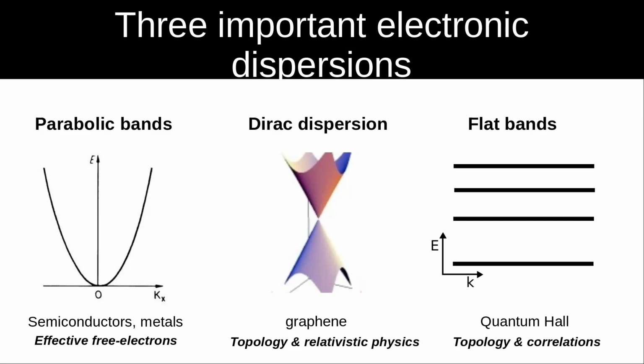This is, of course, extremely important from a technological point of view. So most of our electronics are based on these parabolic bands, in particular in semiconductors. There are, nevertheless, more interesting cases. And one of the interesting cases is the case where the energy versus momentum relation is linear. So instead of having E proportional to p², we have E proportional to p, proportional to the momentum. And this is what happens in graphene.